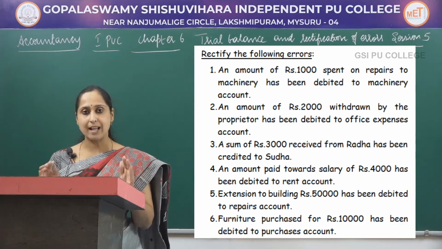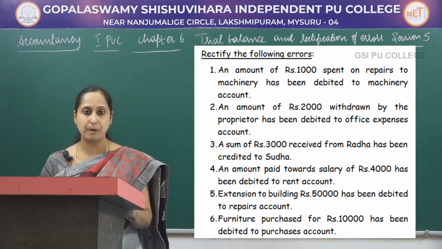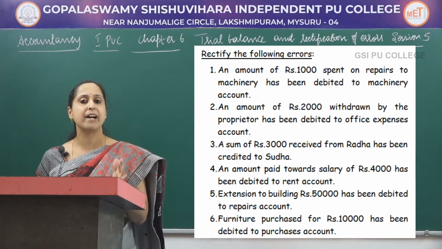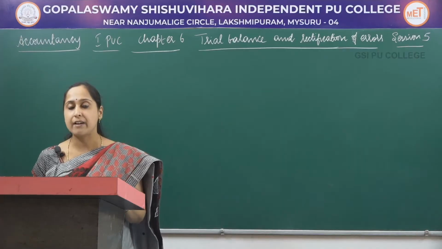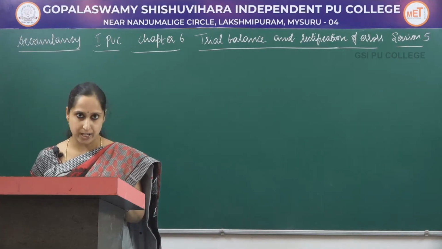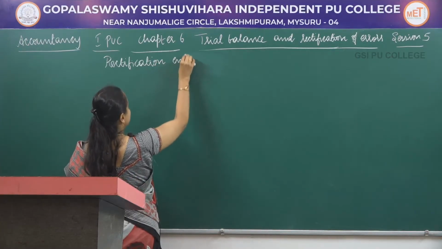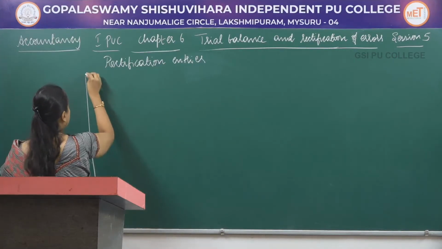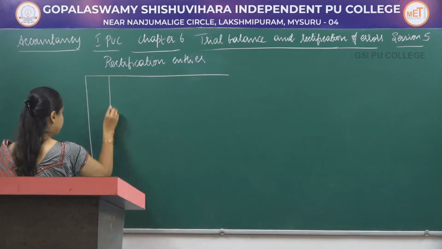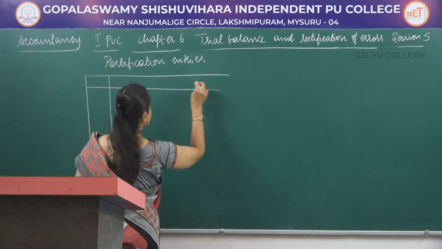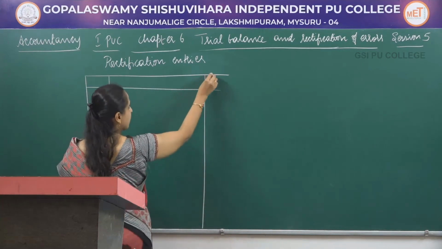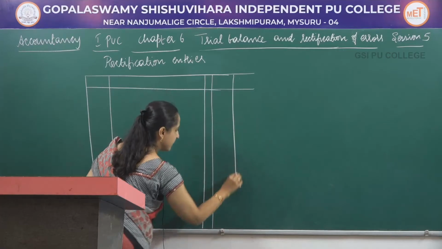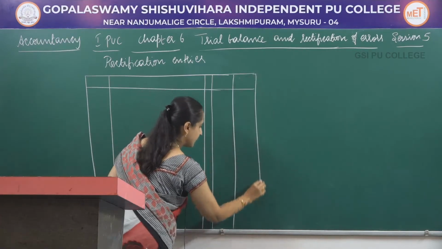So these are the transactions they have given in this problem. Now, after analyzing each and every transaction, we have to rectify the errors. How can we rectify? By writing journal entries. Rectification entries. Here we have to write the format of journal. You know the format of journal. First column is date, second column is particulars, third column is ledger folio, fourth column is for debit, and fifth column is for credit.